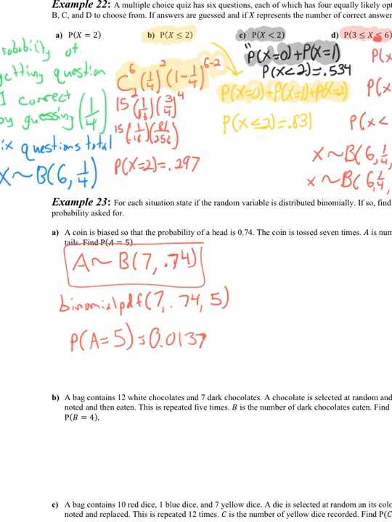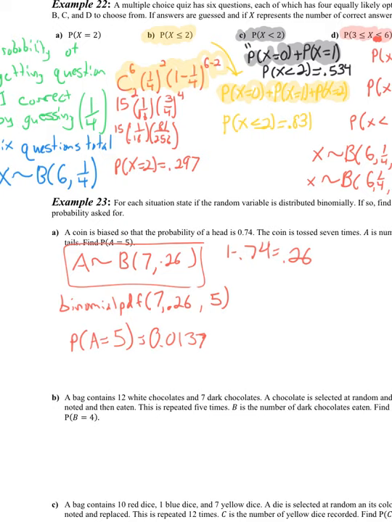Me too. You know what? I know what I did wrong. The probability of tails, I gave you guys the probability of heads here. So how do we find the probability of tails? 1 minus 0.74. So we should do a 0.26 there in our calculator instead of a 0.74. That's my fault. And that should give us the correct value now.